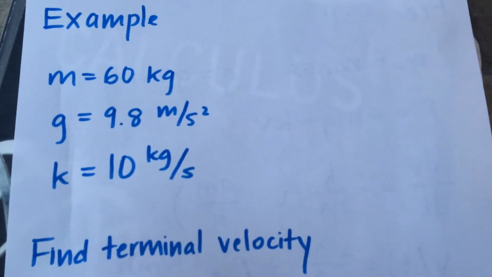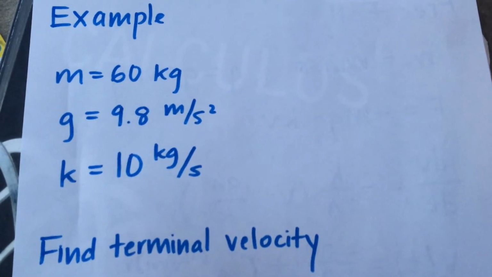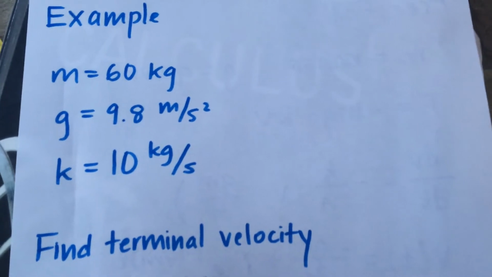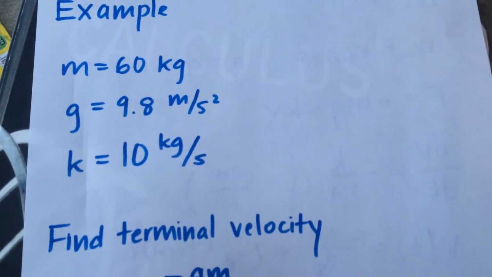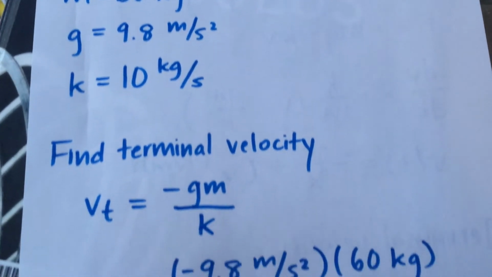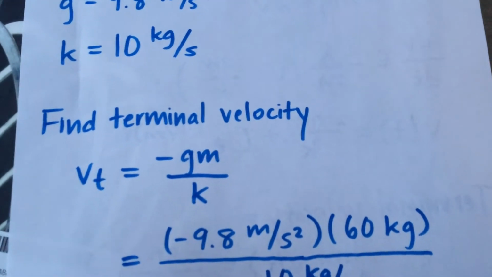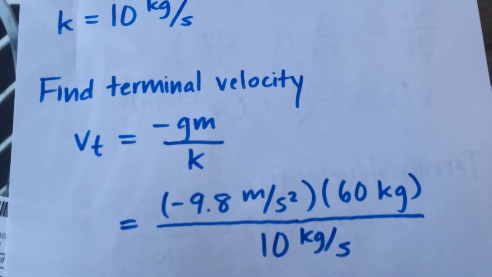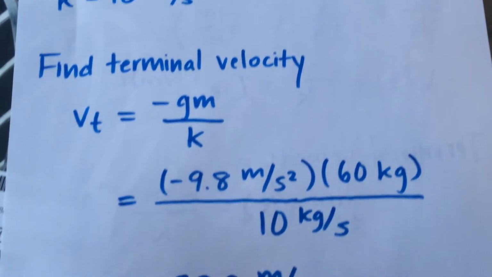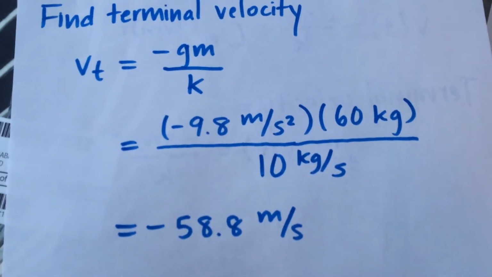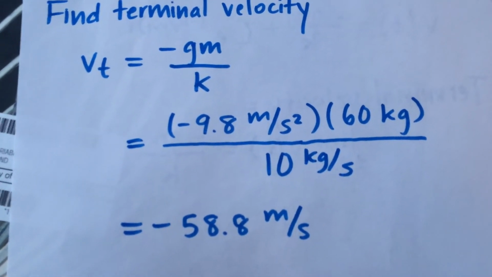Here's an example. Assume there's an object weighing 60 kilograms. Find the terminal velocity of this object. We start off with the original equation to find the terminal velocity, then we plug in the numbers, and then we find the answer, which is negative 58.8 meters per second.